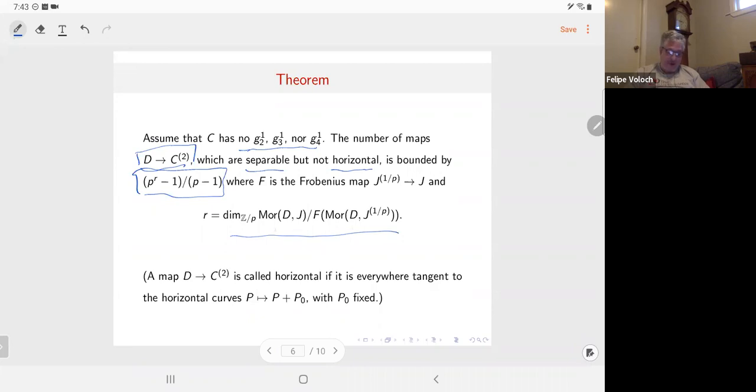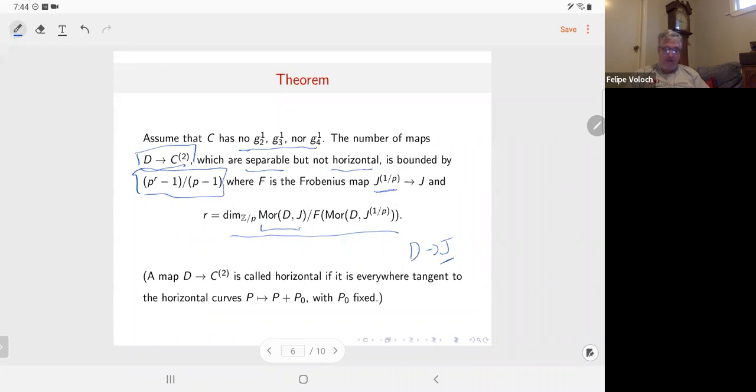First of all, we have the morphisms from D to J, all the maps from D to J. And I also have a subgroup. This is a group because J is an abelian group, so maps from D to J you can add at the target. So they are also a group. Now let me explain this part here.